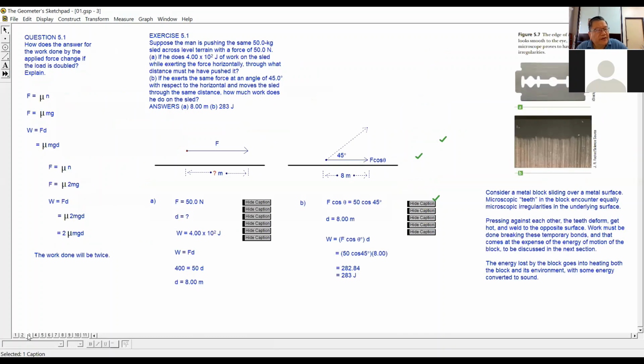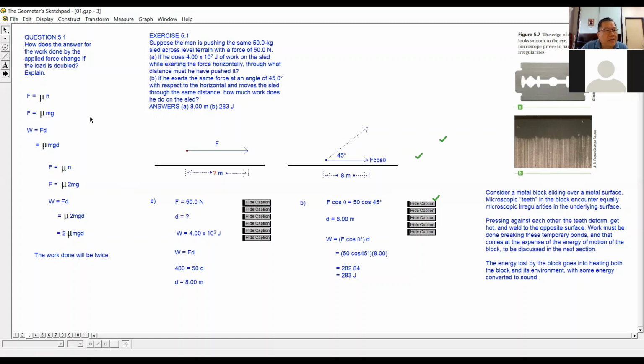But this frictional force depends on the normal reaction. It is the coefficient of friction multiplied with the normal reaction. Now, if the load is mg, the frictional force is mu times mg. The work done is frictional force times the distance, so it's mu mg times the distance.